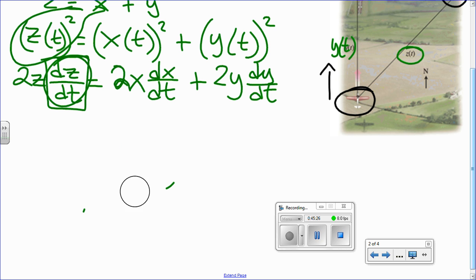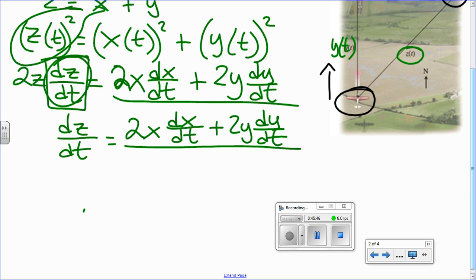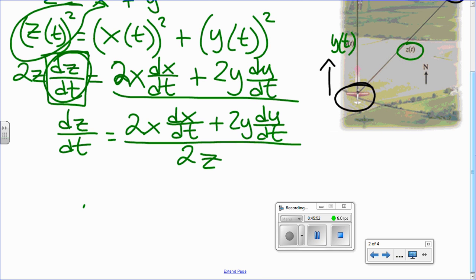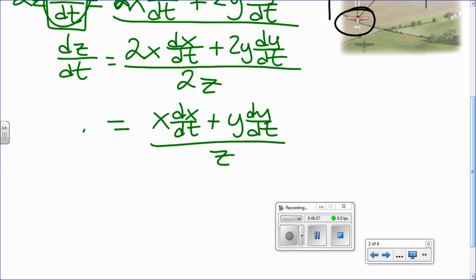Okay, so then just to finish quickly, what will be dz over dt? 2x, so let's copy all that. What is the 2 doing? On the left side. So divide the whole thing by 2. Like that. And of course, they're all divisible by 2, so we can take out the 2 for all of them. So x dx plus y dy dt over z. That's it?